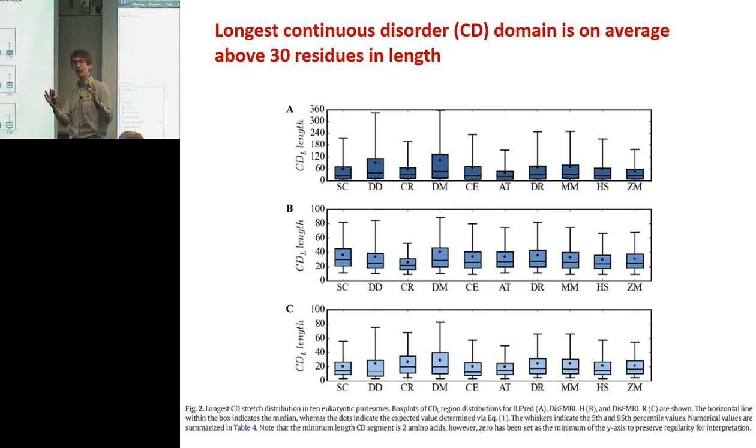We did the same thing with the longest continuous disordered domain, which, as I told you, is considered the standard measurement for disorder. If it's about 30 residues, then you would consider a protein disordered. Now look at the numbers. If you do it with IUPred, all proteins would be considered disordered, because you can see that most of the proteome, at the 25th percentile boxes in there, has more than 30 continuous residues which are disordered.